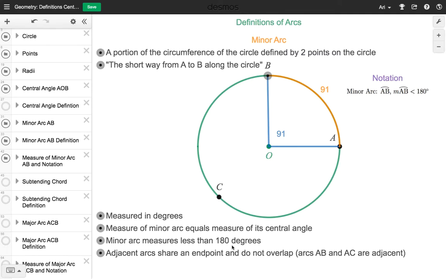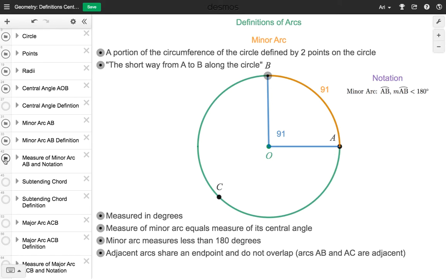There's one other thing, which are adjacent arcs. And we've seen that term adjacent before with the angles. And it's the same idea. So in this case, arc AB and arc AC would be adjacent because they share an endpoint A and they do not overlap. So those are adjacent arcs.